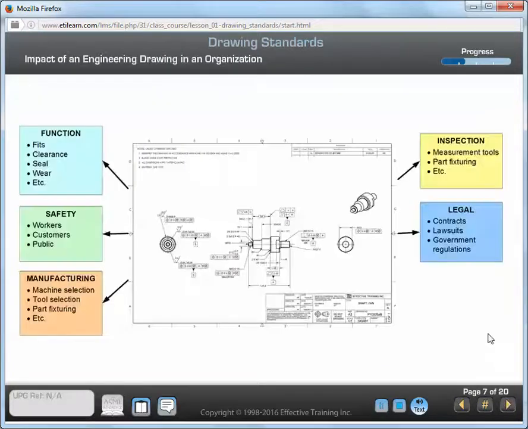An engineering drawing is an important document in an organization because it affects the success of both the product and the organization. The drawing establishes the goal for a number of departments, so if the drawing is vague, the entire organization is less efficient. The product function, manufacturing, and inspection all rely on the drawing information. Customer and workers' safety are impacted by the drawing information. Therefore, a drawing is a critical legal document in an organization.